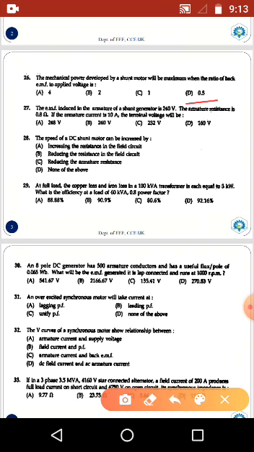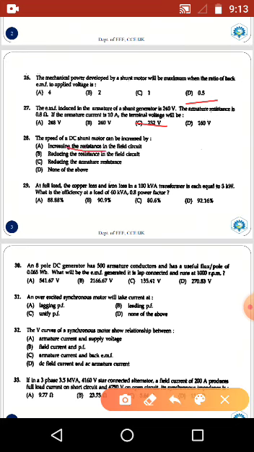Answer is option C. 28th question. The speed of DC shunt motor can be increased by. Speed is proportional to back EMF by flux. So, by increasing the back EMF or decreasing the flux, we can increase the speed of a DC shunt motor. Option A is increasing the resistance of field circuit, by which field current and field flux decreases, or the speed of DC shunt motor increases. So, the answer is option A.